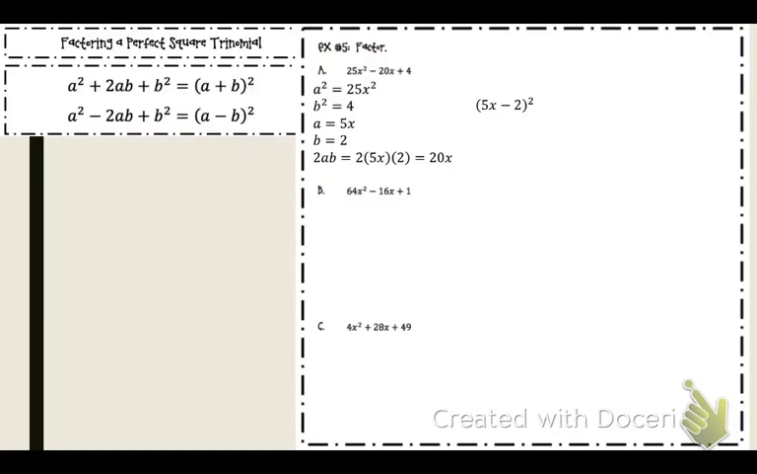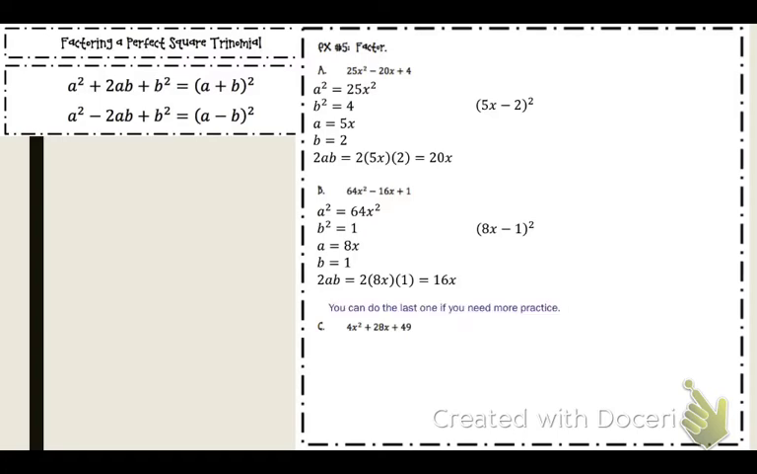All done. Super simple, super easy. Okay? On b, so a squared is 64x squared, b squared is 1. So a is 8x, b is 1. 2ab is 2 times 8x times 1, which is 16x, which is what our middle term is. So it's 8x minus 1 squared. Voila, you're all done. Okay? You can do the last one if you need more practice. This is the answer. It's 2x plus 7 squared.